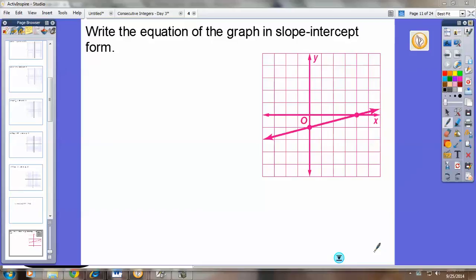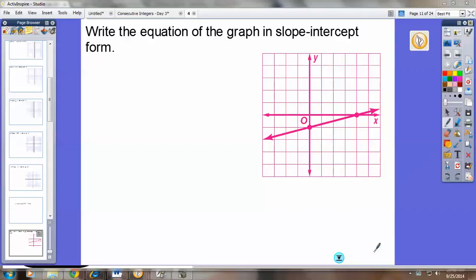We are going to practice writing the equations today. Yesterday we graphed. We wrote our equation and then we graphed. Our equation is written in slope-intercept form. Today they're going to give you the graph and you're going to go the other way. You're going to write the equation. So let's think back to what we did yesterday.